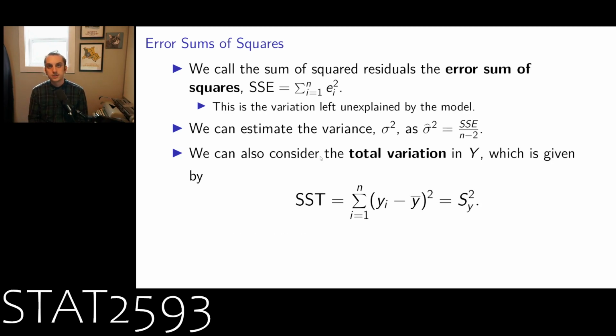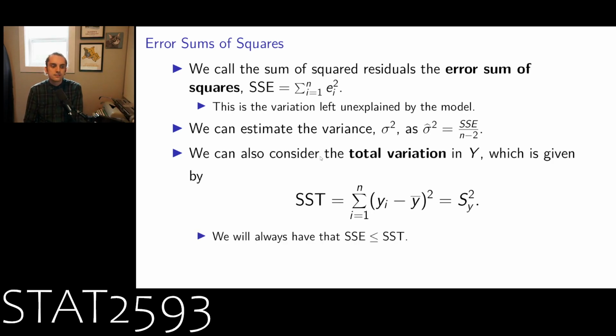We can also think about the total variation of y, which is something we've looked at before. It's just the variance of y. But if we don't scale it down, we have the sum of squares total. This is how much variation there is in our outcome in total. If we use the mean to estimate it instead, we can just do y_i minus the mean, all squared, and sum that up. We've seen this quantity before, and that's the full variation in our values of y.